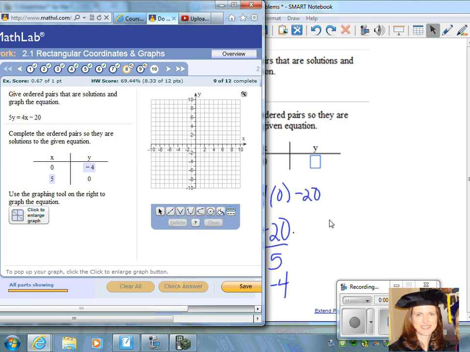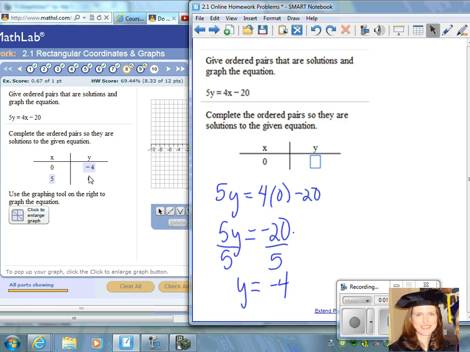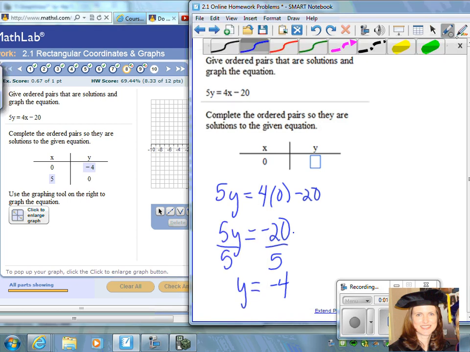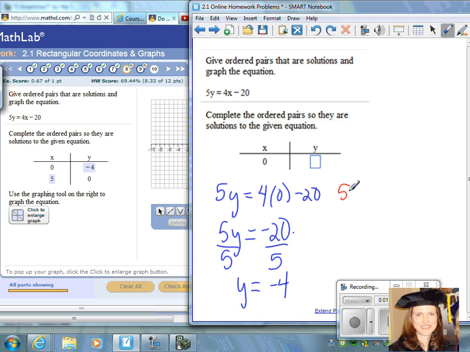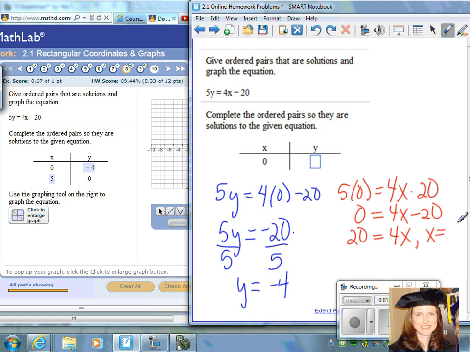And then the next thing that comes up is you have a 0 in the y position. We're going to replace the y in the original equation with a 0, and then solve the equation for x. When you simplify, 5 times 0 is 0 equals 4x minus 20. When we add 20 to both sides, we get 20 equals 4x. Divide both sides by 4, and we get x is equal to 5.